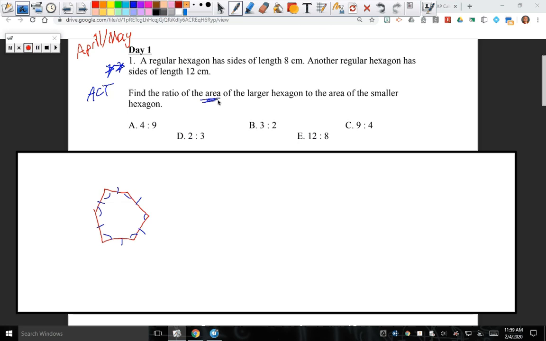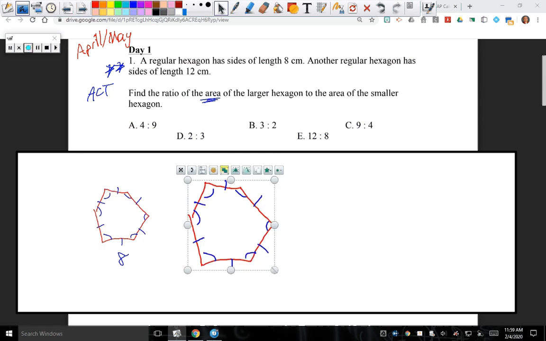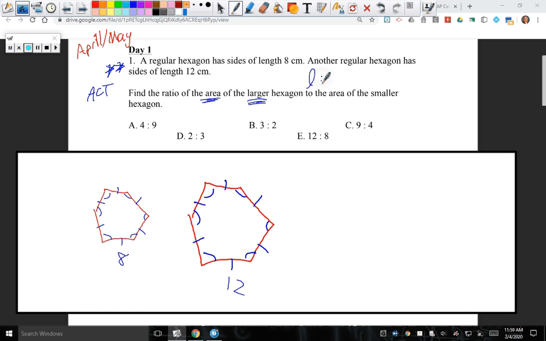fast way. Okay? So I have one where the sides are 8, and I have another one which could be a bigger replica, basically a carbon copy, but bigger, where the sides are 12. And we want to know what is the ratio of the area of the larger to the smaller. So larger to the smaller is the same as larger to the smaller. Okay? So here we go.